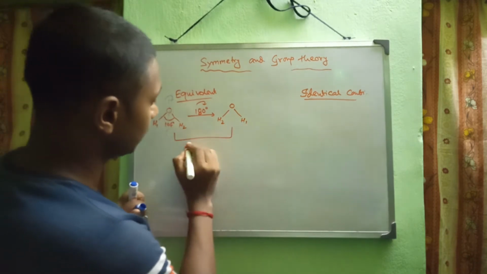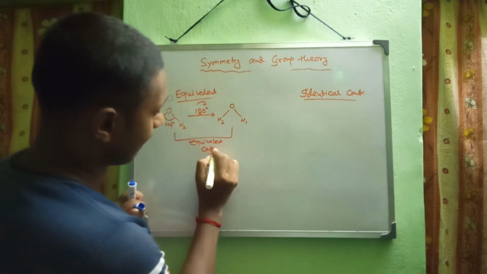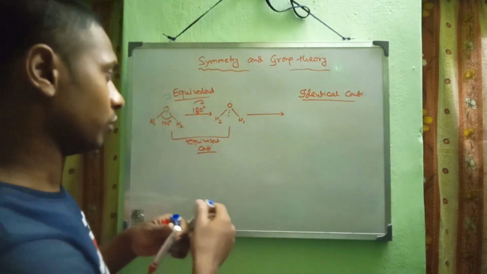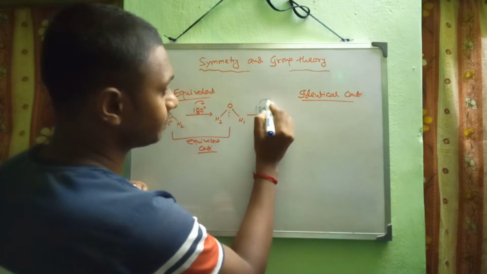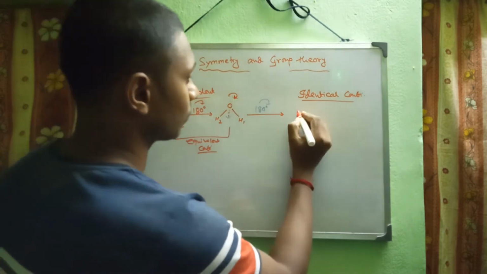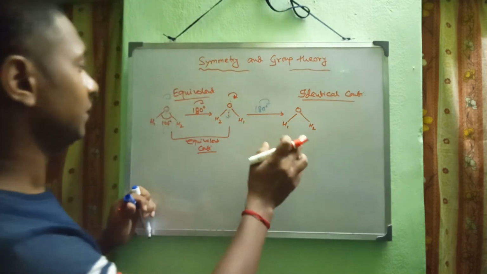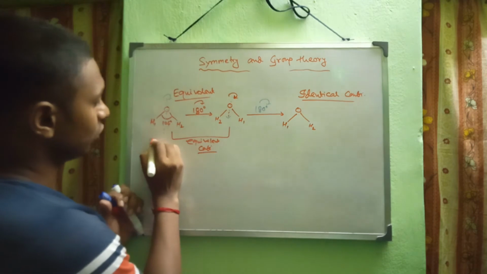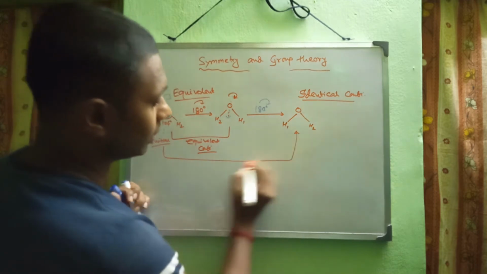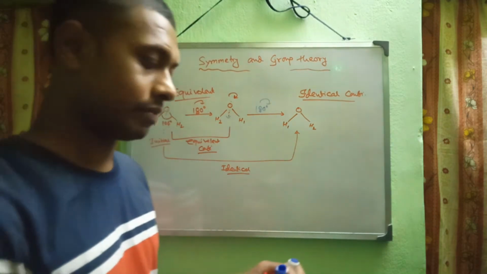These two are called equivalent configurations. And if we further rotate this molecule by 180 degrees clockwise, we get a molecule where the positions of H1 and H2 are the same as in the initial configuration. So these two are identical configurations. Clear?